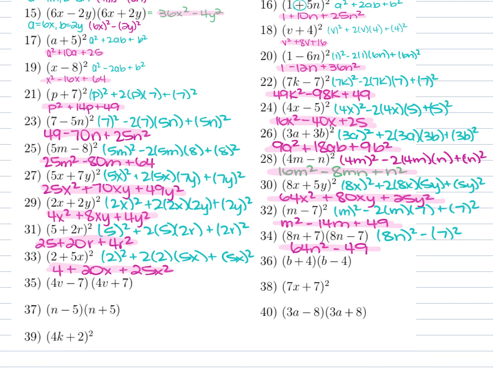For 35, your a is 4v, your b is 7, so it's going to be 4v squared minus 7 squared. So that's 16v squared minus 49.